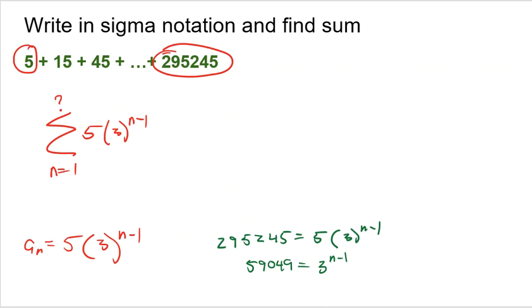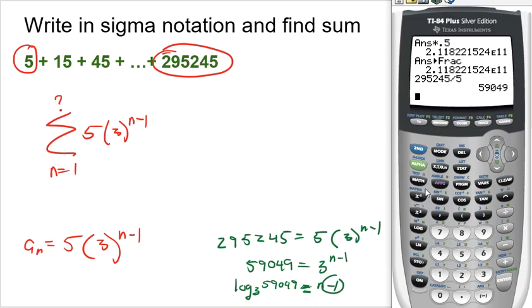Well, logs. I know it's been a while, but we did learn about logs. I have to write this as a logarithm. Remember, logs equal exponents. So log base 3, that's my base, of 59049 equals the exponent, n minus 1. This is just turning the exponential notation into logarithmic notation. So log base 3 of 59049 equals n minus 1. At this point, all I have to do is add 1. So n equals log base 3 of 59049, plus 1.